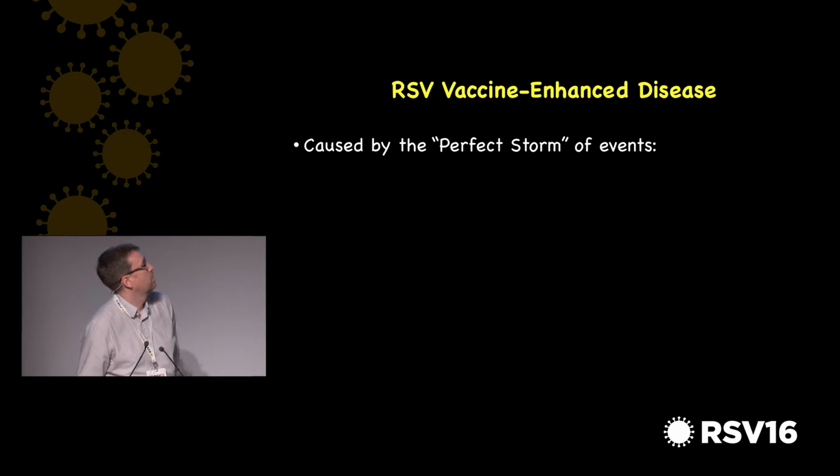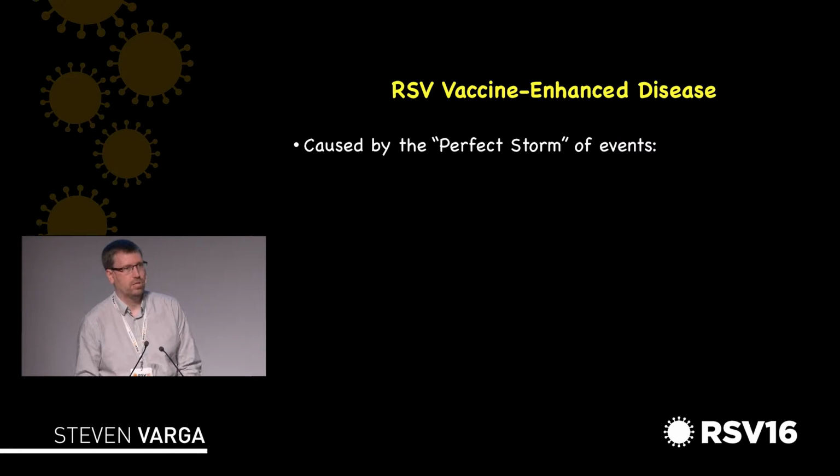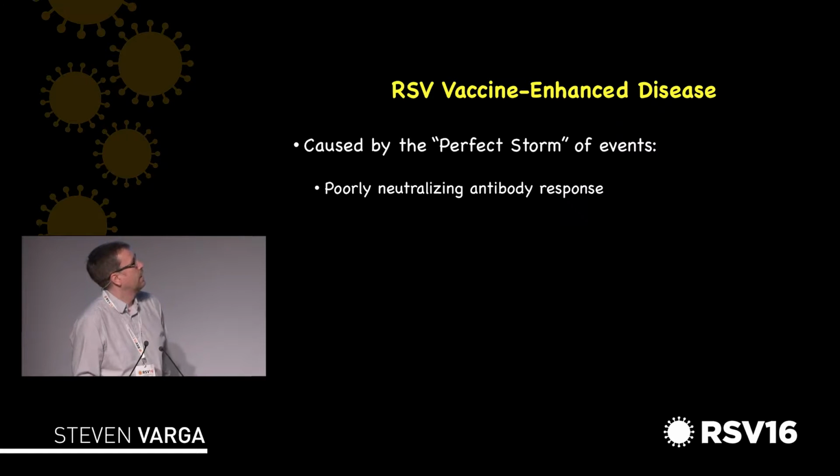All right, so I wanted to talk a little bit about RSV vaccine-enhanced disease. We really think RSV vaccine-enhanced disease caused by the formalin-inactivated RSV vaccination was the result of a perfect storm of events. The first was that the formalin-inactivated RSV vaccine elicited a poorly neutralizing antibody response.